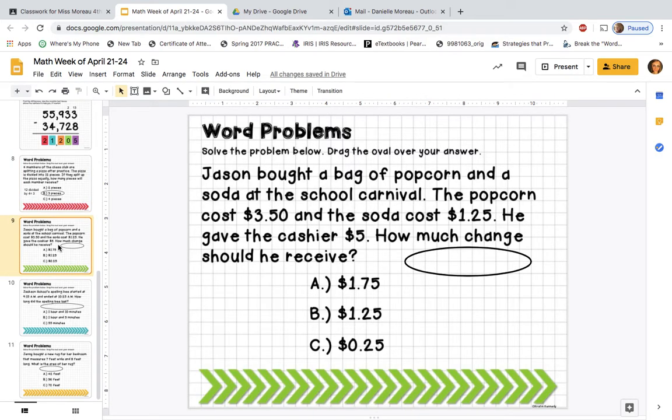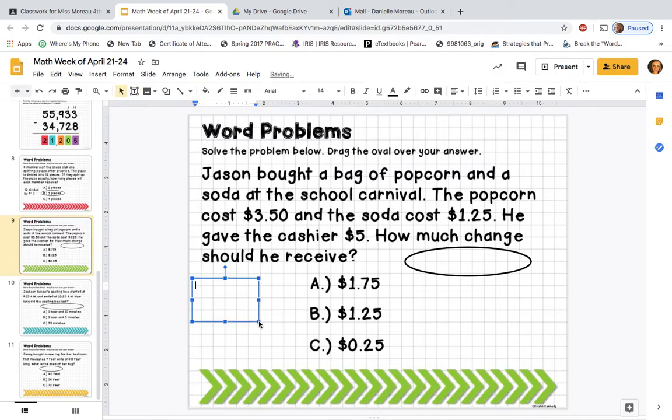Next, Jason bought a bag of popcorn and a soda at the school carnival. The popcorn cost $3.50 and the soda cost $1.25. He gave the cashier $5. How much change did he receive? So this is a multi-step problem here. First thing we need to do is figure out how much money Jason spent.